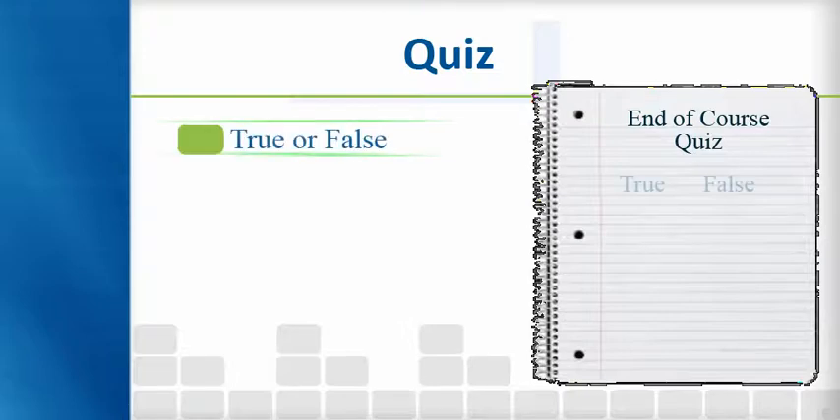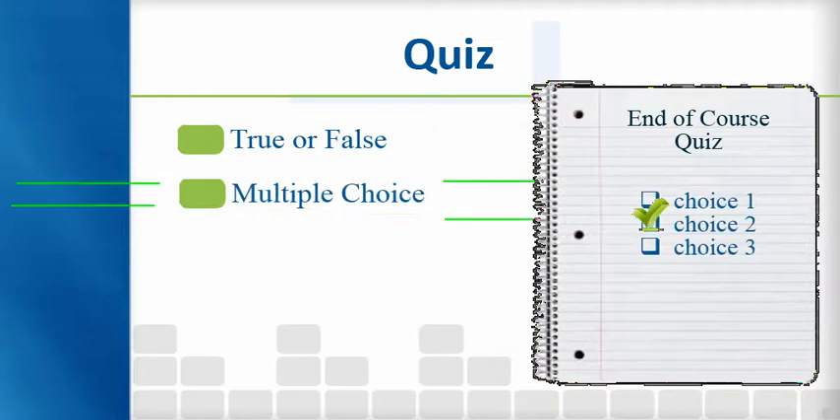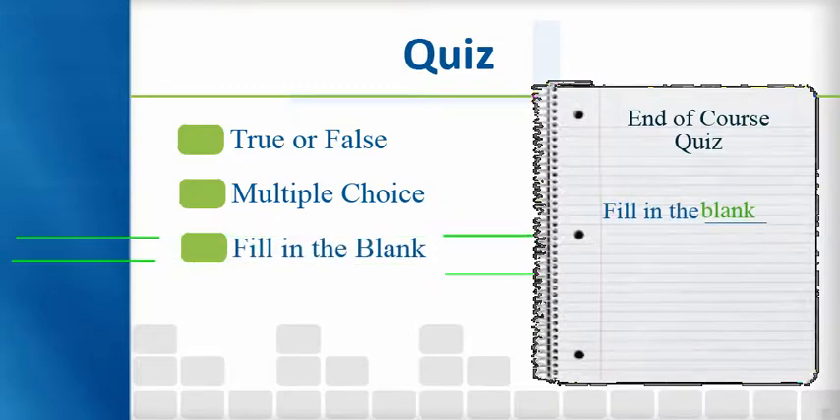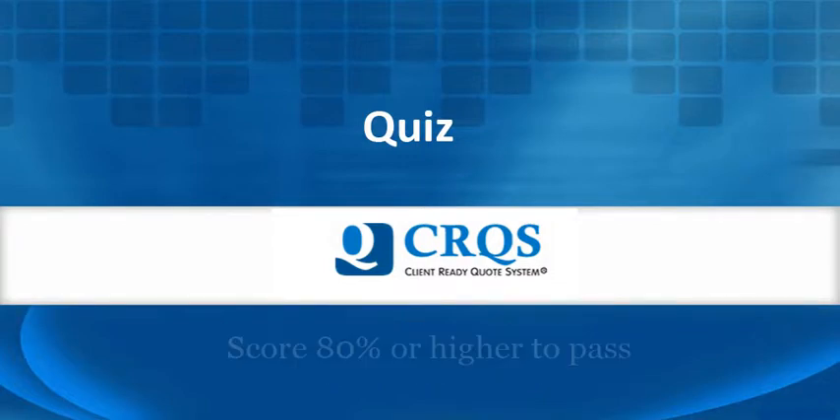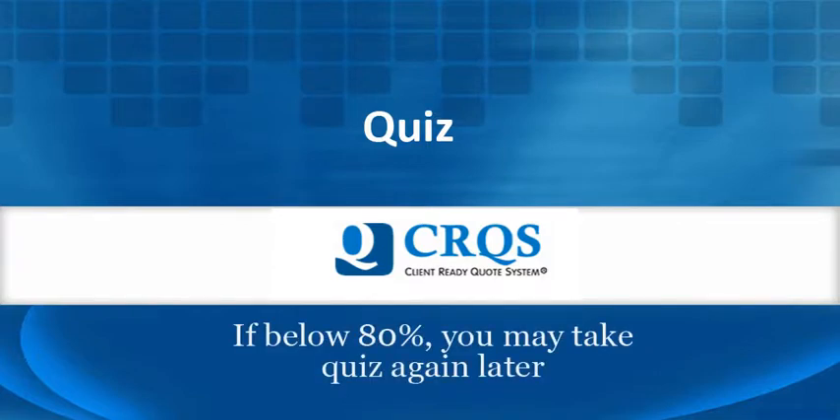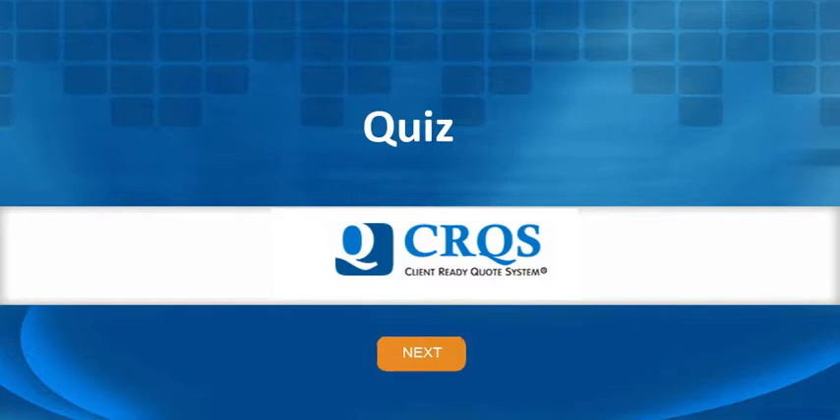The quiz includes questions that may be true or false, multiple choice, fill in the blank, and interactive point and click. Once you begin the quiz, you will not be allowed to go back into the course. In order to pass the course, you must score an 80% or higher on the quiz. If you do not achieve a score of 80%, you may take the quiz again at another time. Click the Next button to begin the quiz.